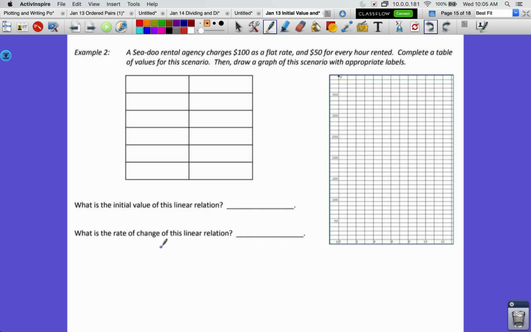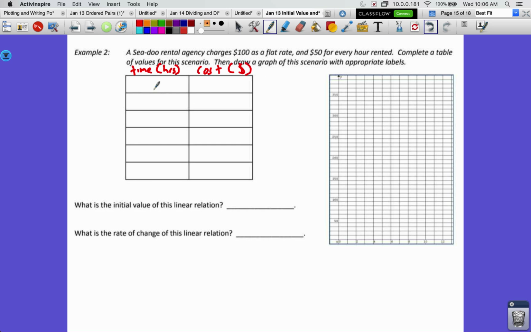All right. A Sea-Doo rental agency charges $100 as a flat rate and $50 for every hour rented. Complete a table of values for this scenario, then draw a graph of the scenario with appropriate labels. All right, so our x is going to be time again. This time maybe measured in hours. And our y value is going to be cost as measured in dollars.